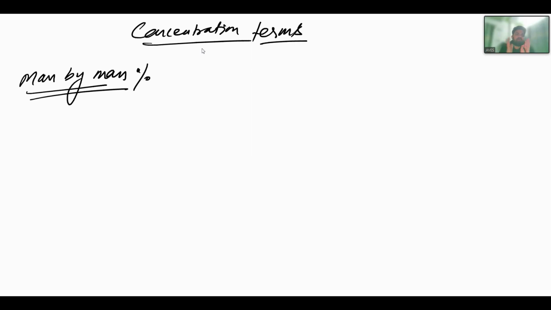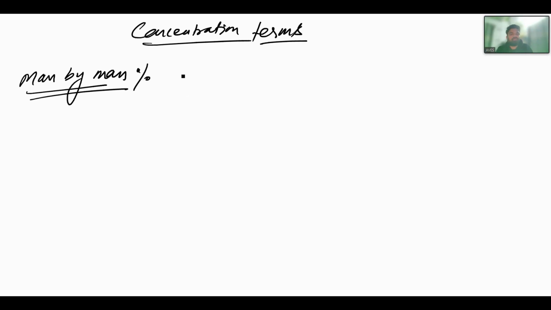There are some terms, mass by mass percentage and mass by volume percentage, that can tell us how concentrated a solution is. Mass by mass percentage is a way to tell us that this solution is 50% concentrated, and this one is 30% concentrated. So what is mass by mass percentage?